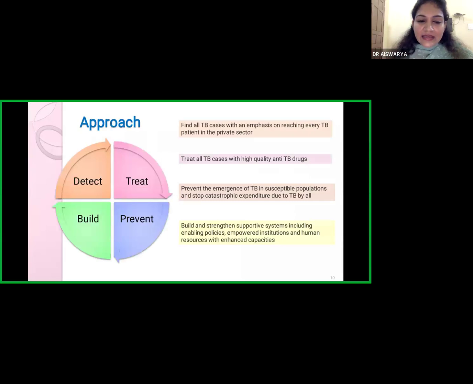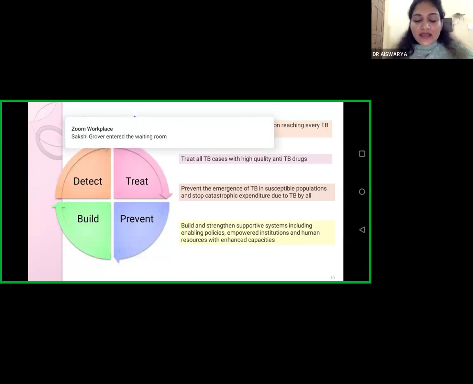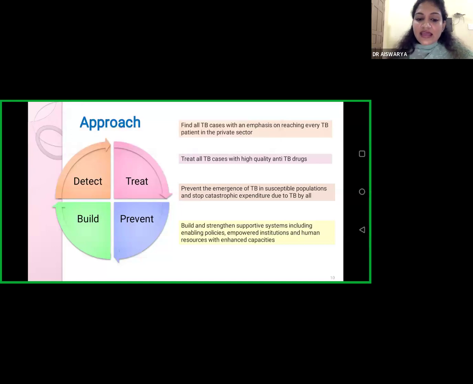So NTEP aims at controlling TB by 4 pillars. First is detecting all TB patients. If any patient comes with more than 2 weeks of cough or fever, we'll do a sputum smear examination as a screening test for every patient coming to a tertiary care center. Thereby we can find all TB patients reaching us, and we can treat all the cases with high quality TB medicines. Then by preventing the emergence of TB, we can stop the catastrophic expenditure caused by TB. And lastly, we can build and strengthen the supportive systems. So these are the 4 pillars under the National Tuberculosis Elimination Program.